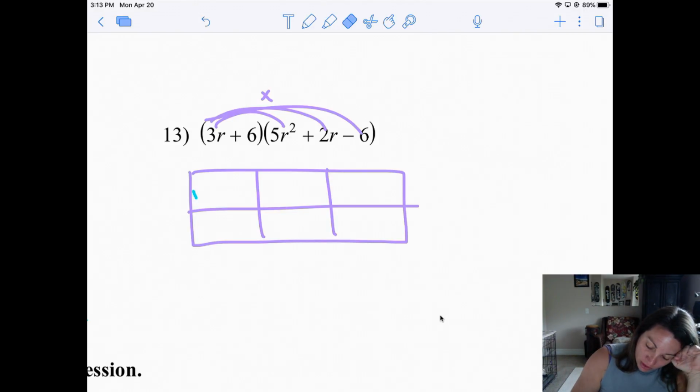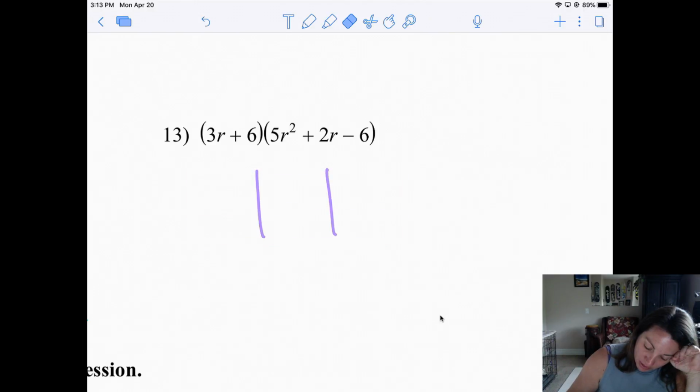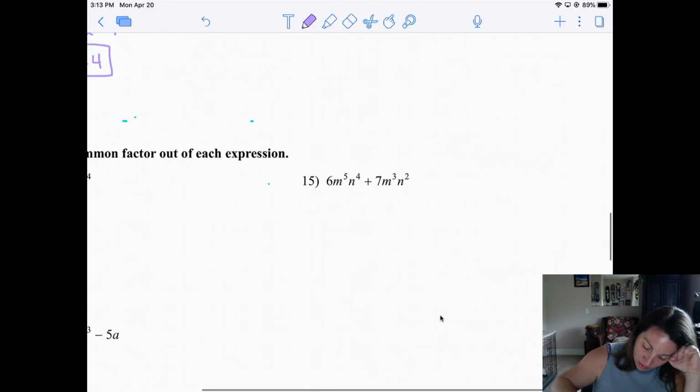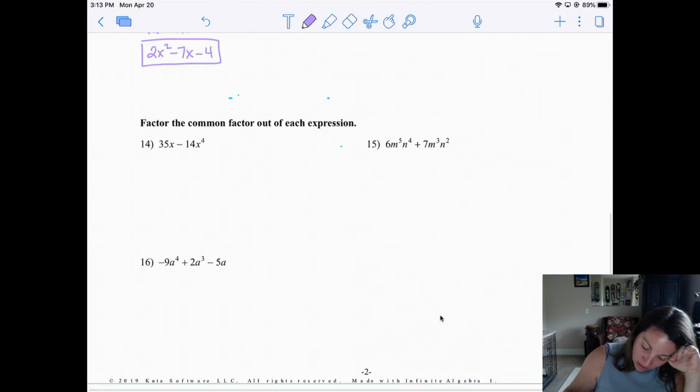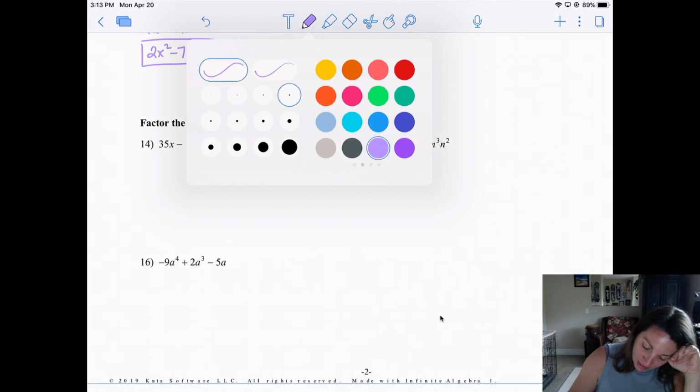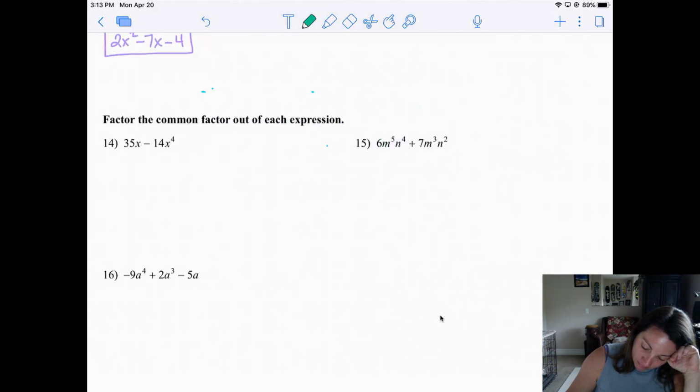Let's move on to the last couple problems down here. GCF, right? Factoring out that GCF. I'm going to look at number 16. Sorry, I take it back. We're going to look at number 15. This one right here.